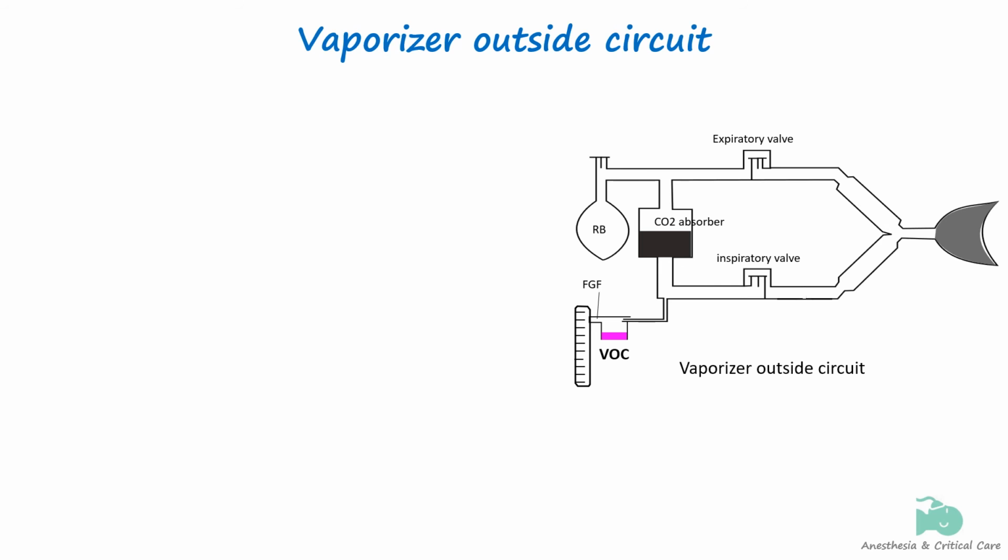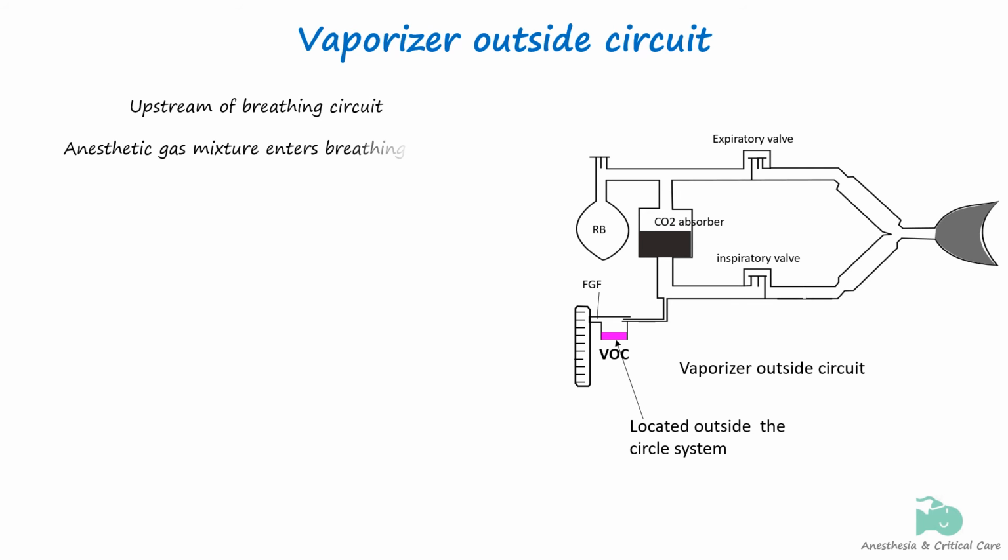A vaporizer outside circuit is positioned outside the breathing circuit, meaning the anesthetic vapor is mixed with the carrier gas before it enters the patient's breathing circuit. In this setup, such as the one found on modern anesthesia machines, the vaporizer is located upstream of the breathing circuit. Fresh gas flows from the anesthesia machine through the vaporizer, where it picks up the anesthetic agent, and then this mixture enters the breathing circuit that delivers it to the patient.